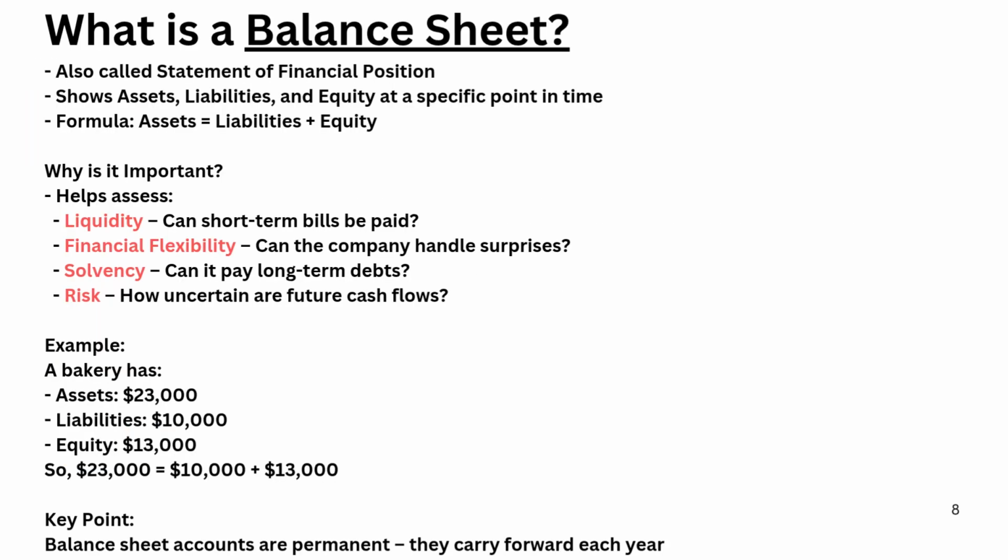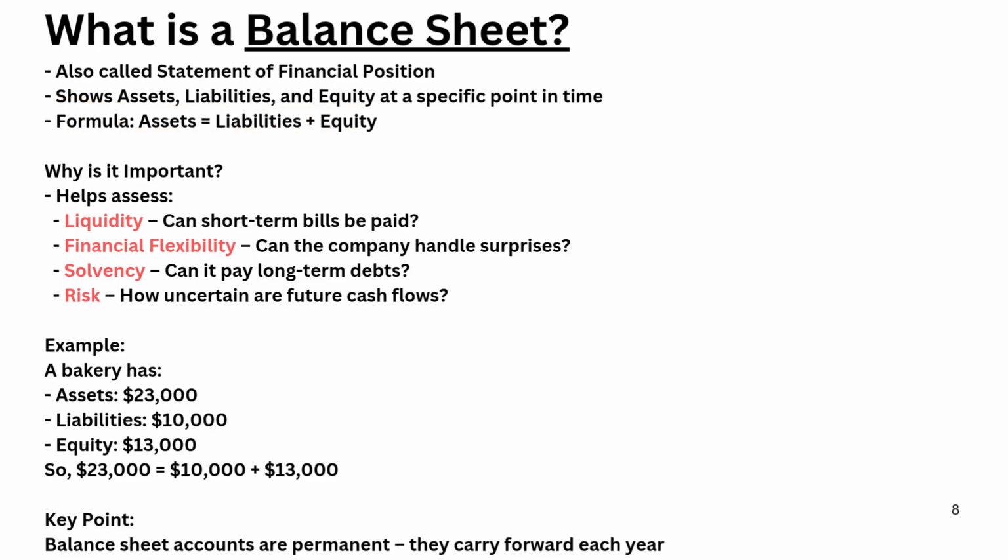Now that we've seen who uses financial information, let's dive into one of the most important financial statements, the balance sheet. It's also called the statement of financial position. But what does it actually show? The balance sheet shows a company's financial position at a specific point in time, almost like taking a snapshot of the company's finances on a particular day. It's based on a very simple but powerful formula. Assets equals liabilities plus equity.